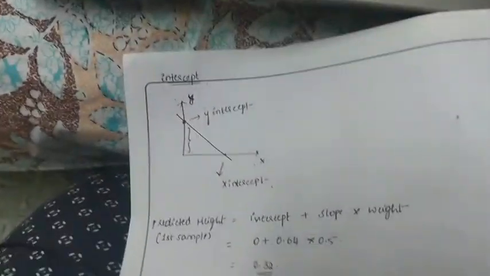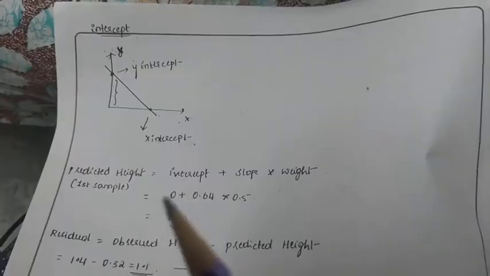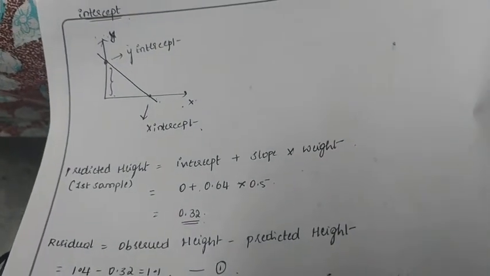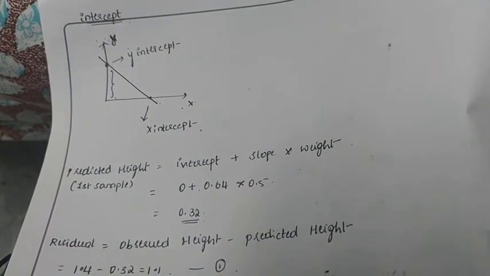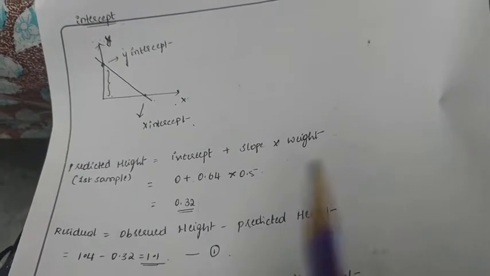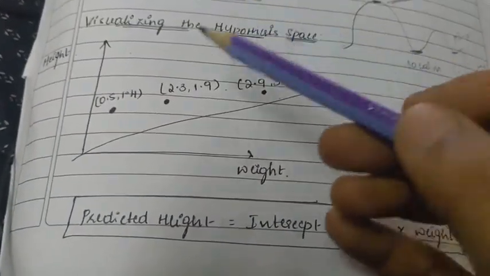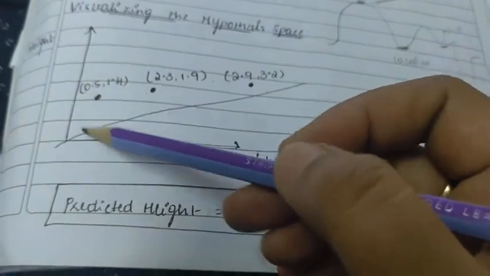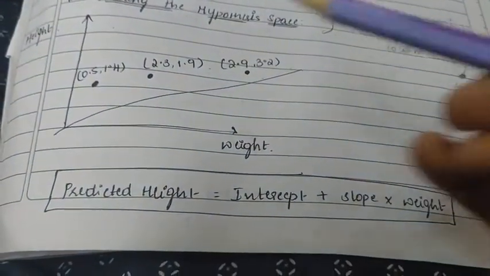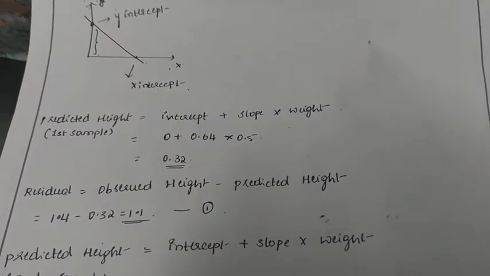Now what is an intercept? Intercept is a point where the linear line cuts the x-axis or the y-axis. If it cuts the y-axis, it is called a y-intercept, and if it cuts the x-axis, it is called an x-intercept. Now we are going to predict the height for each of the samples, or the training examples we have chosen here, one by one. So the predicted height equals intercept plus slope into weight. The formula is considered here.